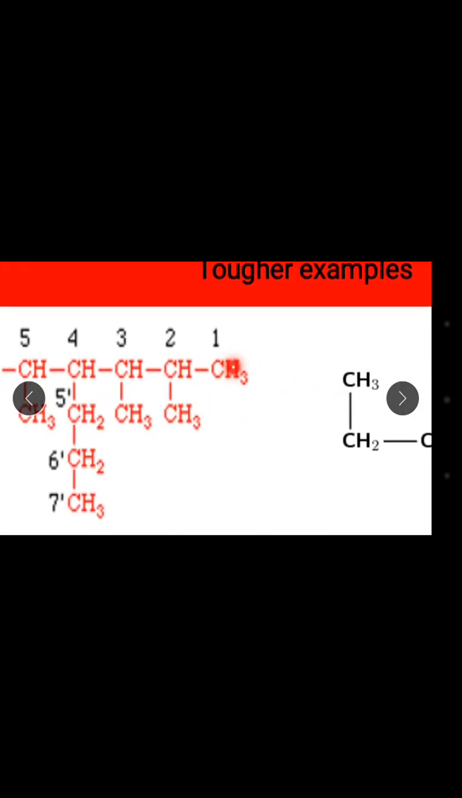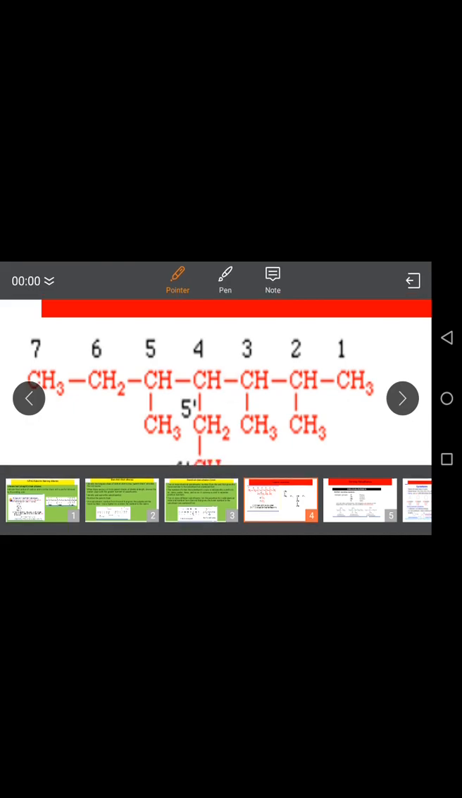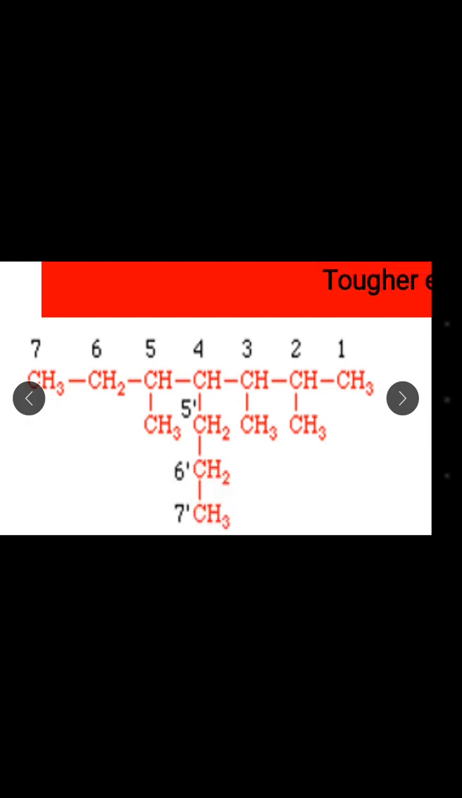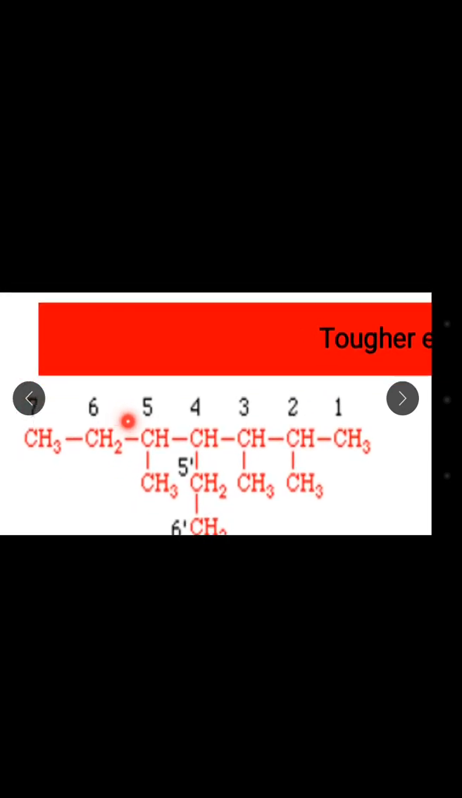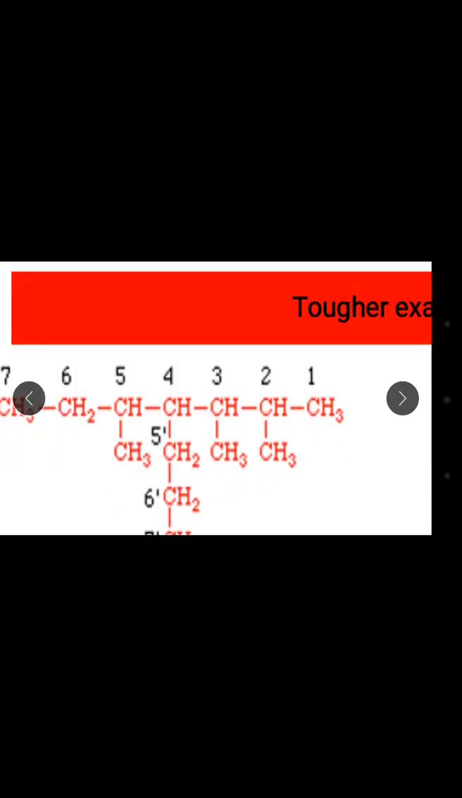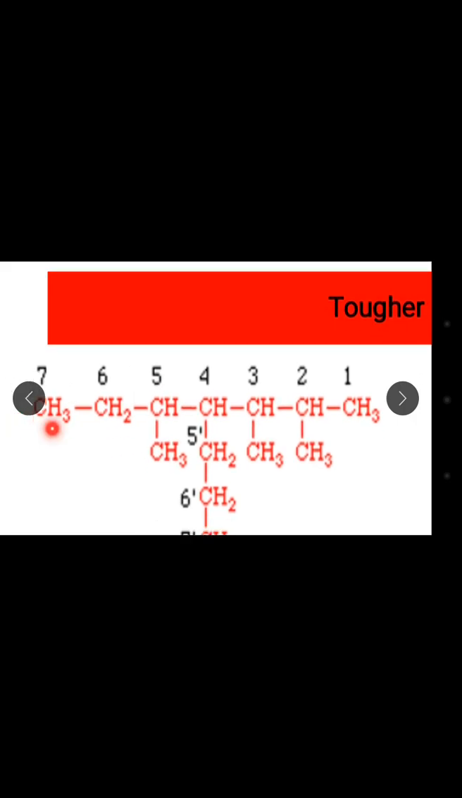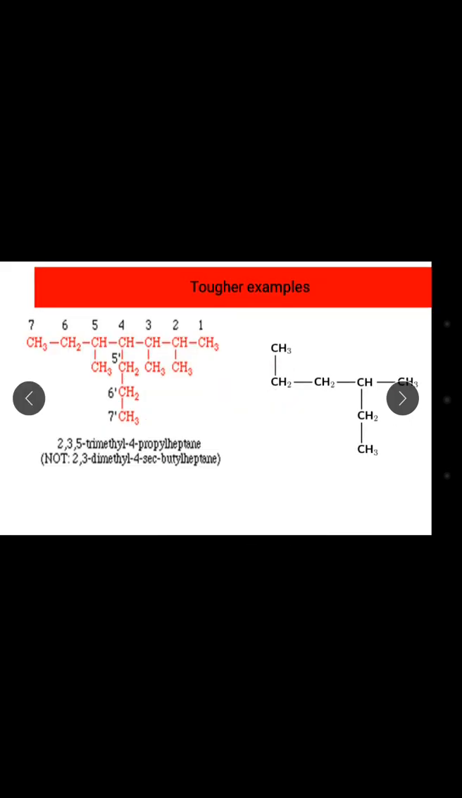So if you go this way, from here to here, it means everything here will be seen as substituent. Everything from this place to this place will be seen as substituent, and this one too will be seen as substituent, this one will be seen as substituent. Now let's look at the answer.